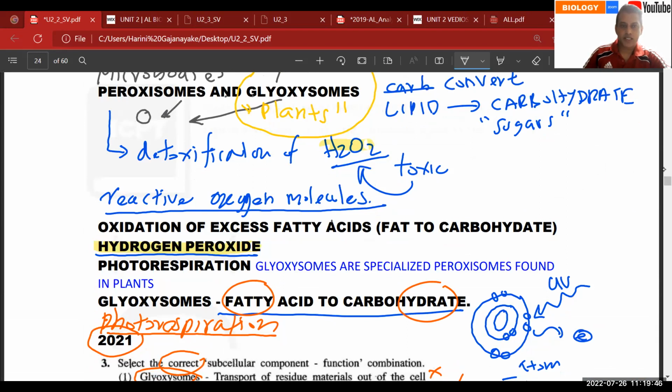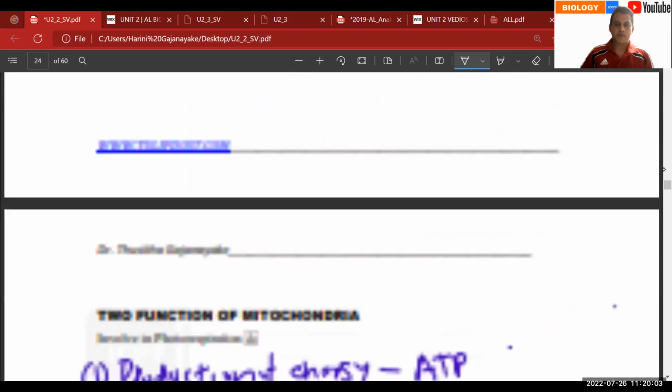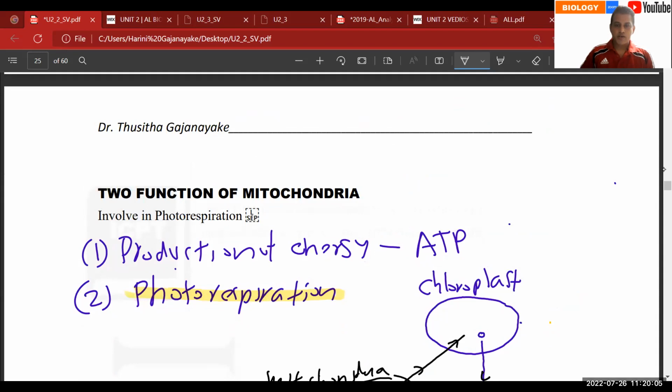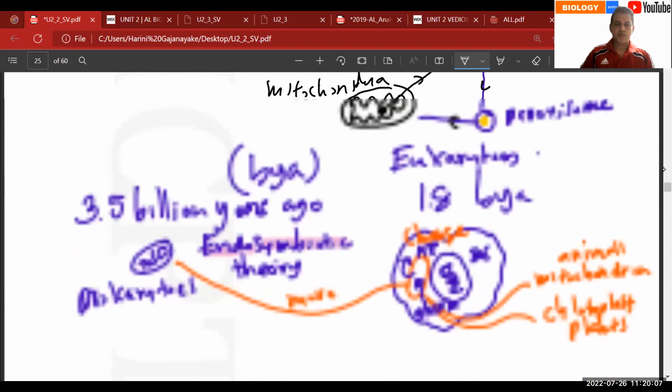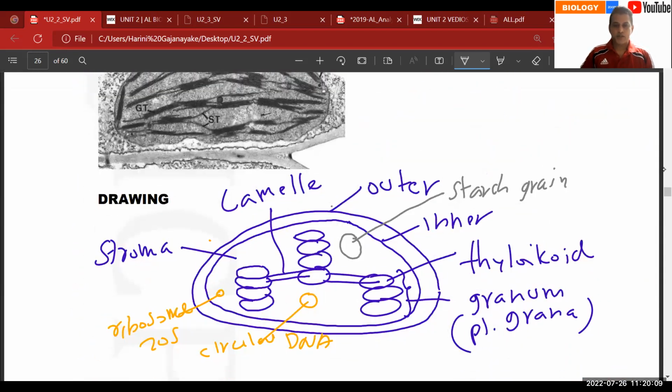Glyoxysome, the main function is detoxification of hydrogen peroxide. Peroxisome: detoxification of hydrogen peroxide, and also photorespiration. Glyoxysome is the plant's version, so it's mainly lipid converted into carbohydrate sugars. So mitochondria has two functions, production of ATP and photorespiration. And chloroplast has photosynthesis.